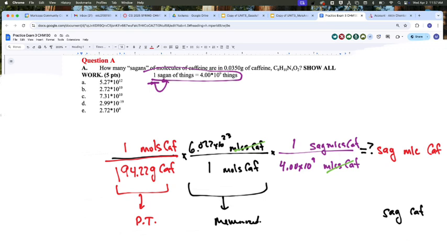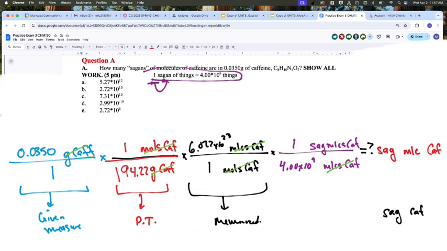Okay, so now what happens? The moles of caffeine cancel. Am I done? No? What's wrong? I don't want the grams of caffeine. I need that to cancel out. Do I know the grams of caffeine? Yeah, that's given in the question, so I can say 0.0350 grams of caffeine. The grams of caffeine cancel. What goes in the denominator? 1, because I'm not relating it to anything else. This is just a straight given value. Technically a given measurement if we wanted to push at it.